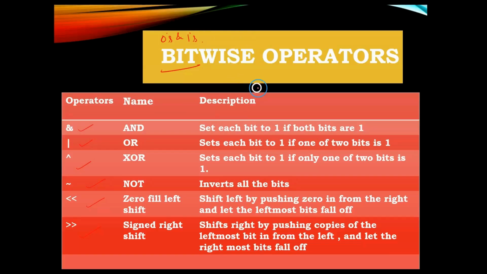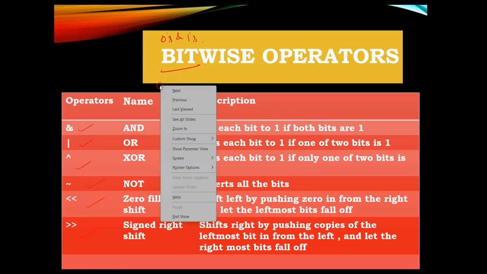For example, bitwise AND sets each bit to 1 if both bits are 1. Suppose we are writing the bitwise AND operator. We use the symbol & for this. It returns 1 if both the bits are 1.